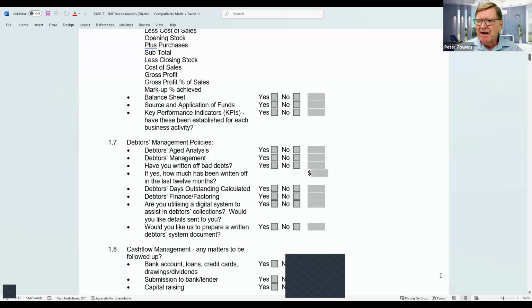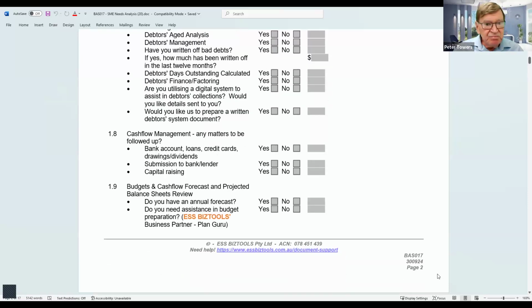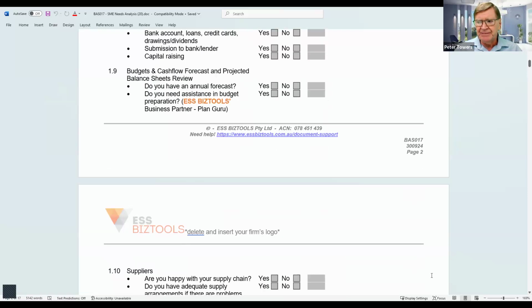What about the cash flow management? Is there any matters there that have concerned your clients? Budgets and cash flow forecasts. Are they preparing them or are you preparing? And if you're preparing them, are they following them up and looking closely at the end results?